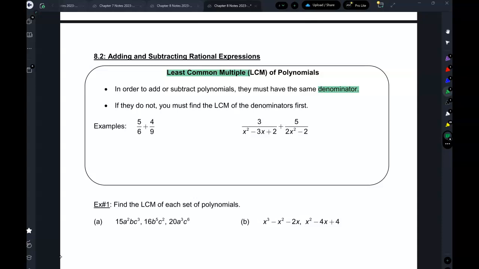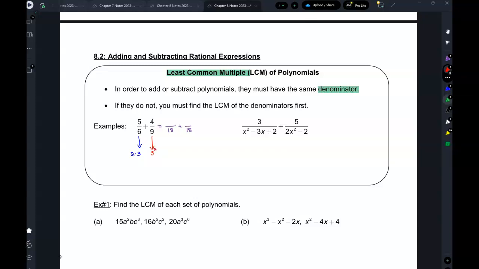All right, let's go with this first example and start very slowly. So I have 5/6 plus 4/9, and I want to find their common denominator. You're already thinking it's got to be 18, right? I know you are. But let's pause for a minute and think, why is it that we make that an 18? This denominator, 6, the factors are 2 times 3. Now this denominator, 9, its factors are 3 times 3, or I can write it as 3 squared.